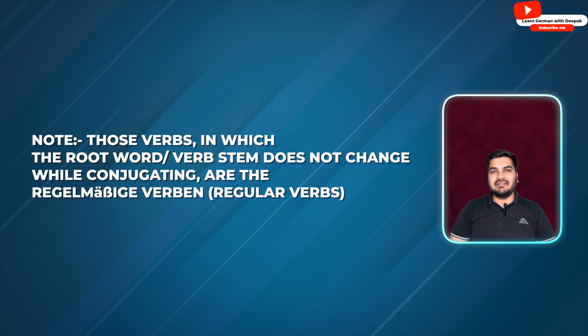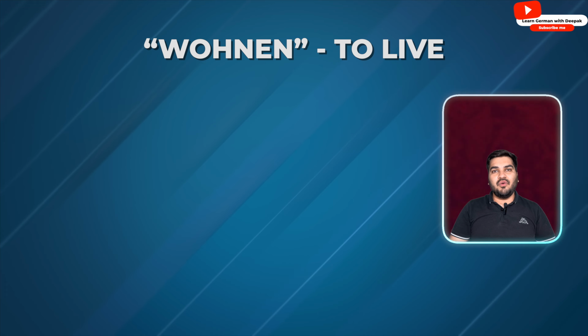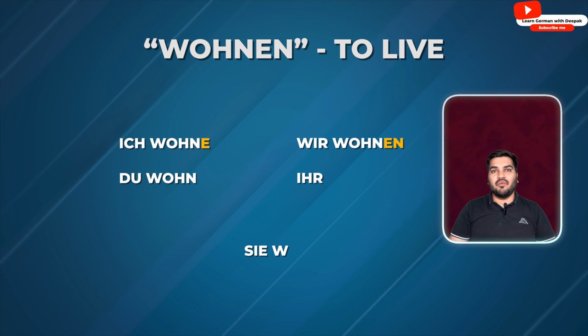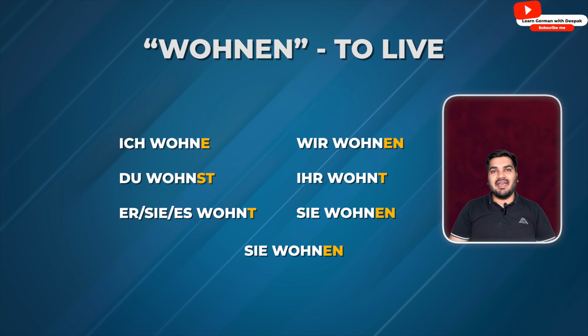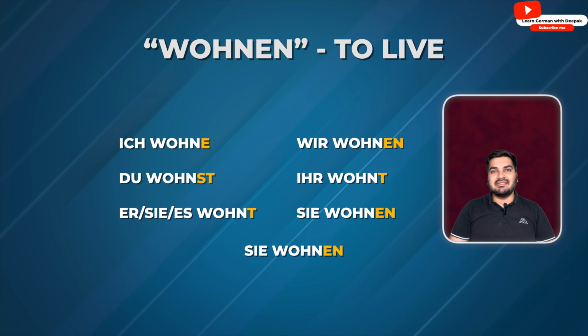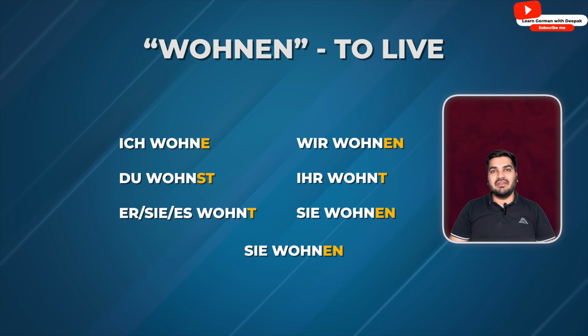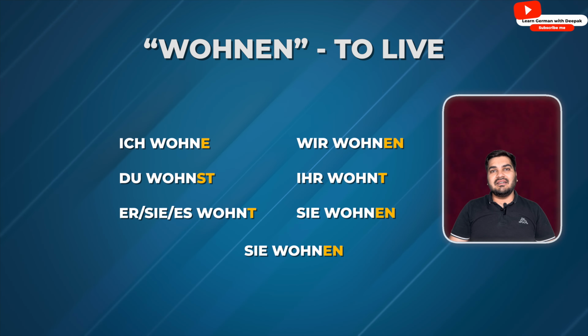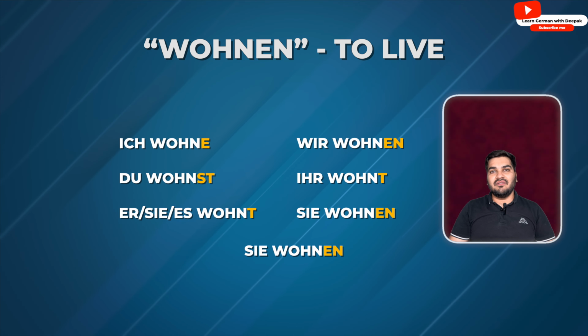Now let's practice a little. Let's take the very first verb, which is wohnen. Ich wohne, du wohnst, er wohnt, sie wohnt, es wohnt, wir wohnen, ihr wohnt, Sie wohnen, sie wohnen.